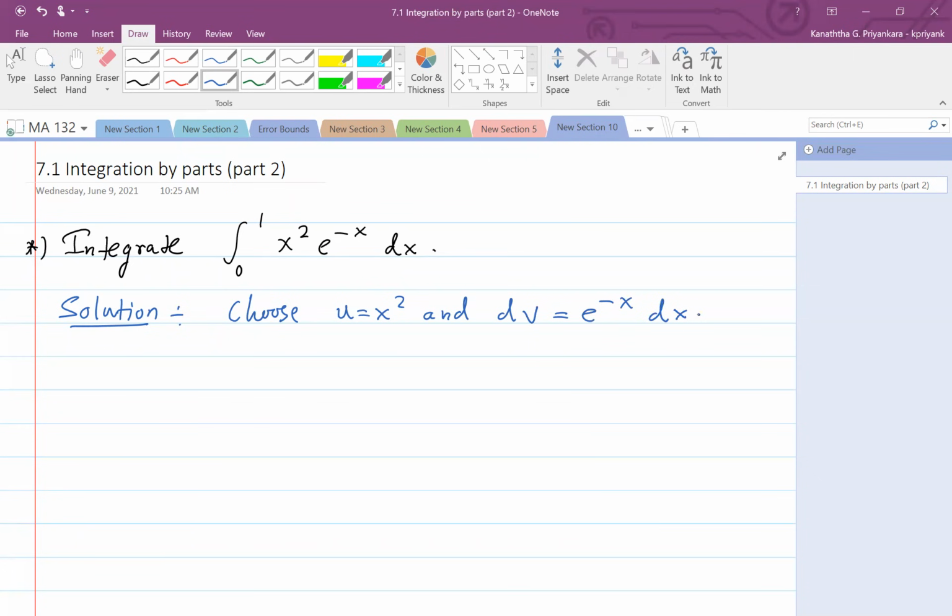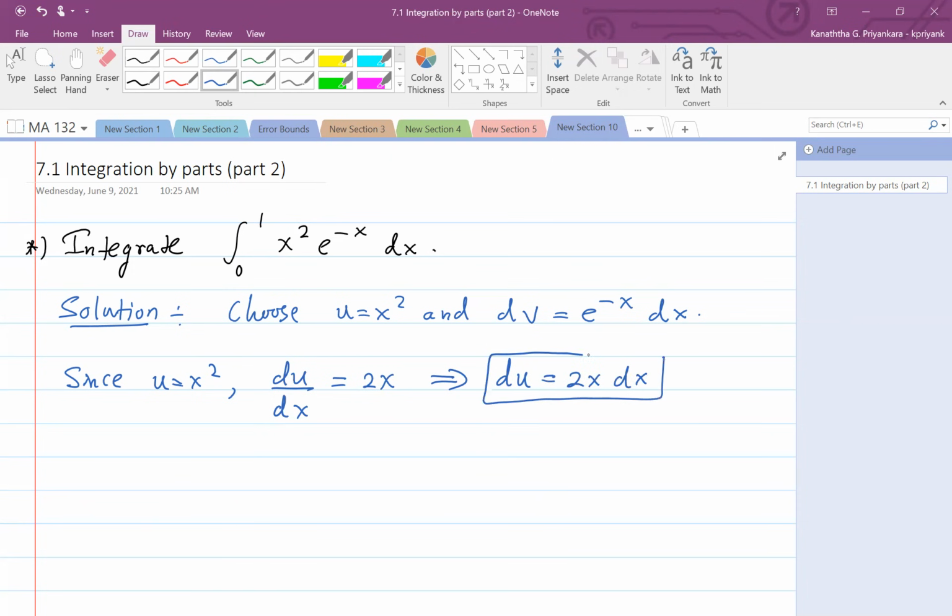Now we need to compute du and v. Since u equals x squared, I can take the derivative. Then du over dx is the derivative of x squared, which is 2x. So from this we get du equals 2x dx. So that is our du. And then next we can compute v.